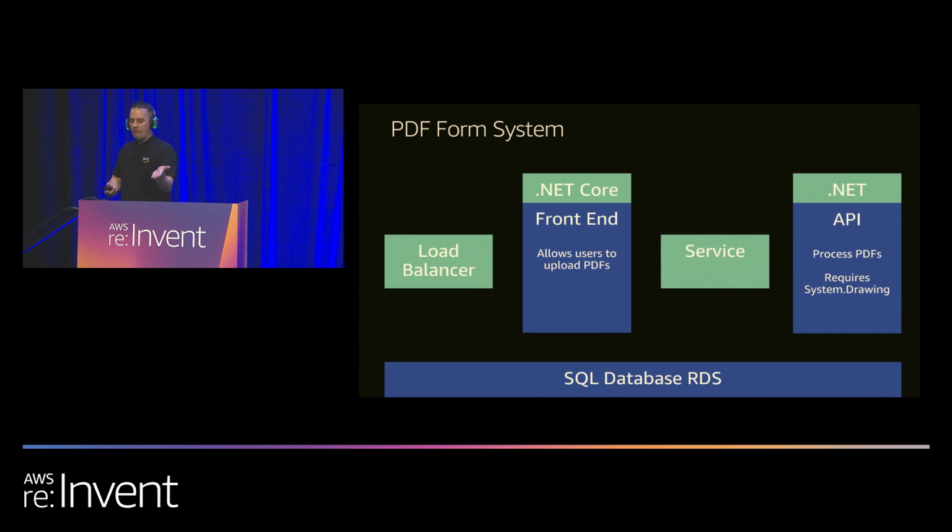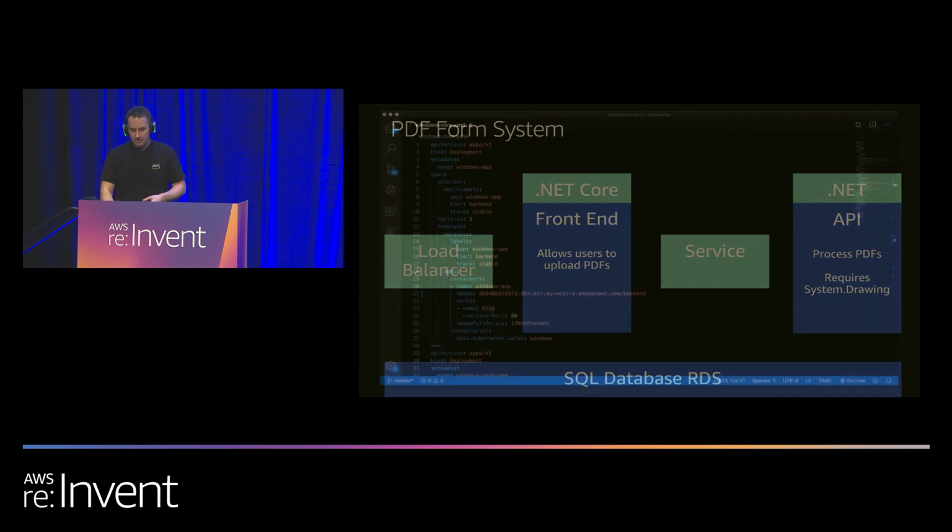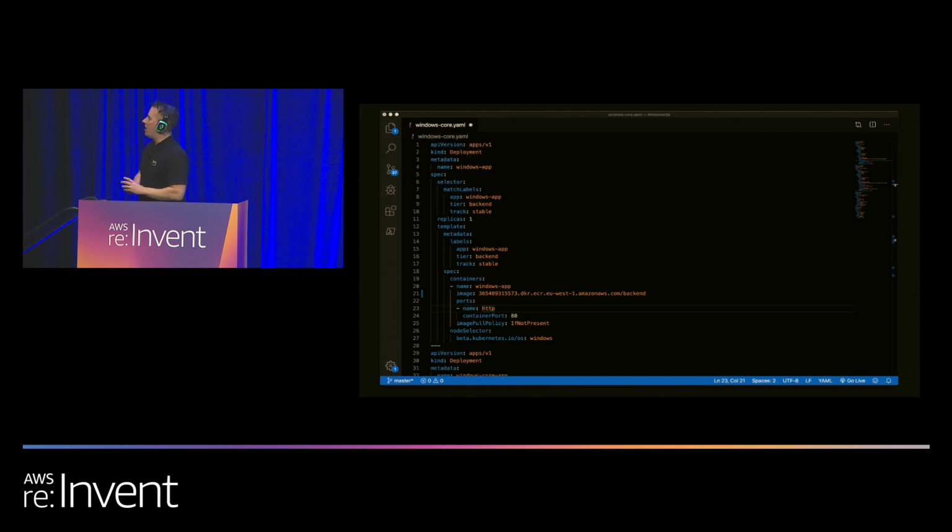So basically, I've got four pieces of infrastructure I need to create: a load balancer, a .NET Core front end running on Linux, a service, and then a .NET legacy application running on a Windows node in a Kubernetes cluster. So this is what my YAML file for that looks like.